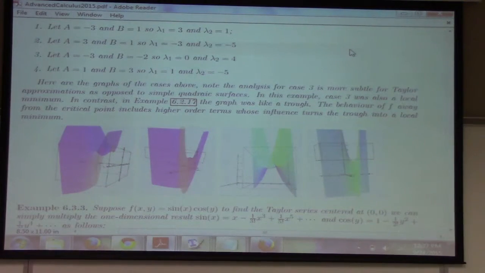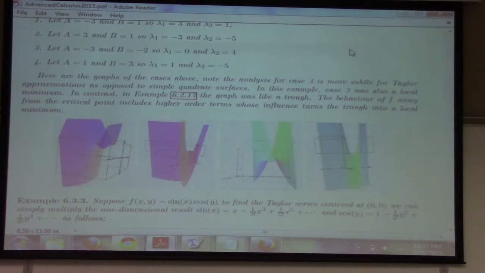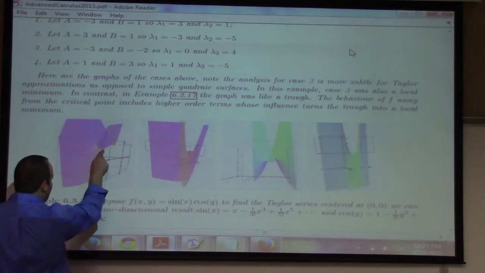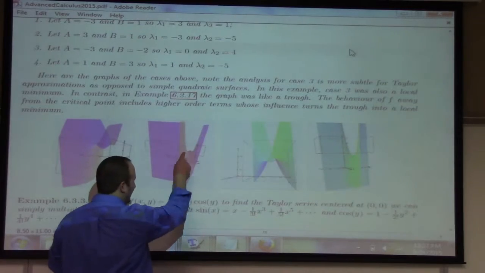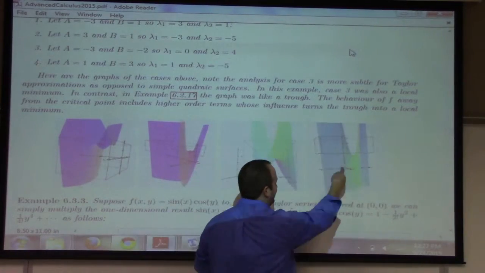Here are some pictures for different choices of a and b. I actually have graphs of how you get minimums or maximums or saddles reflecting my choices. It's the little dimple that you can't... it's there. Up in there. There.